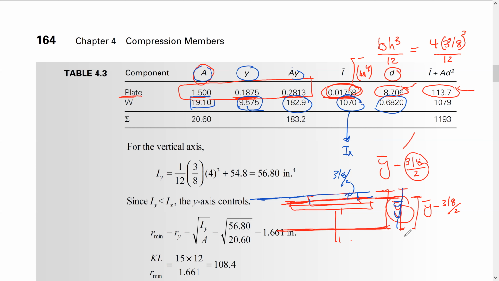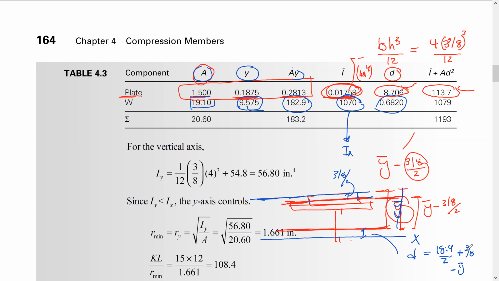And the centroid of the wide flange, the wide flange was here. This is the d here, and d here is going to be 18.4 divided by 2, which is d divided by 2, plus 3/8 minus y prime.